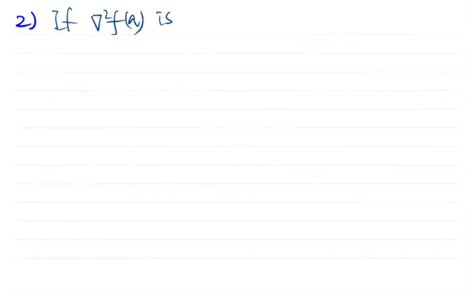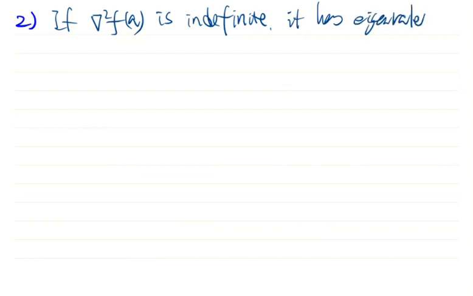Now we prove the second result. The second result: if the Hessian is indefinite, indefinite means that it has a positive and a negative eigenvalue. We choose a positive and negative eigenvalue. Eigenvalues: lambda minus, this is a negative eigenvalue, and positive denoted by lambda plus.